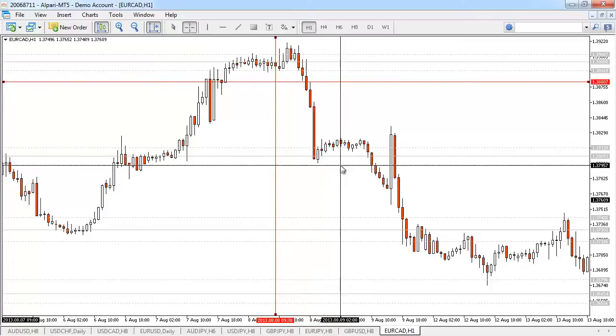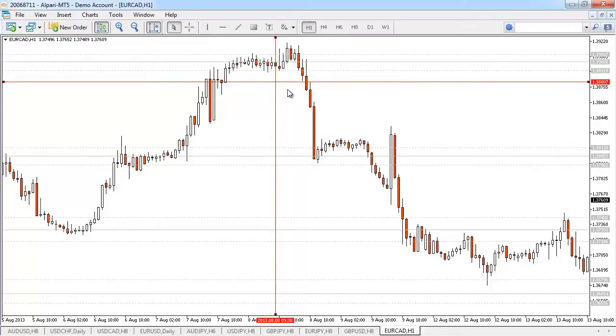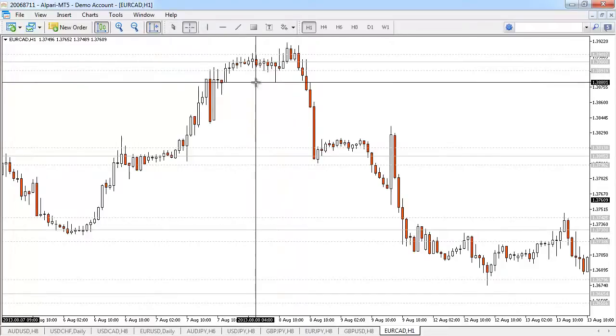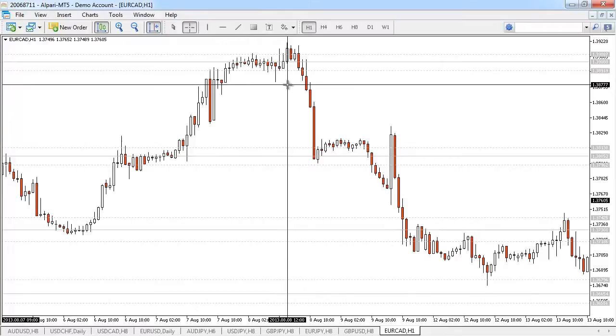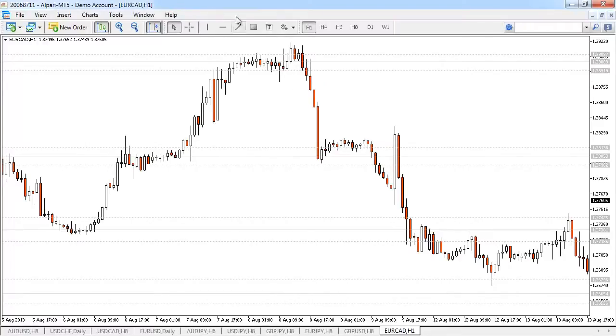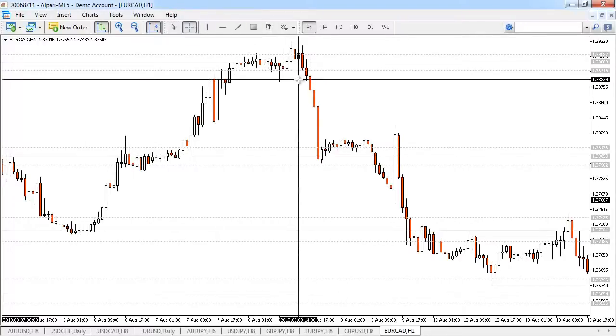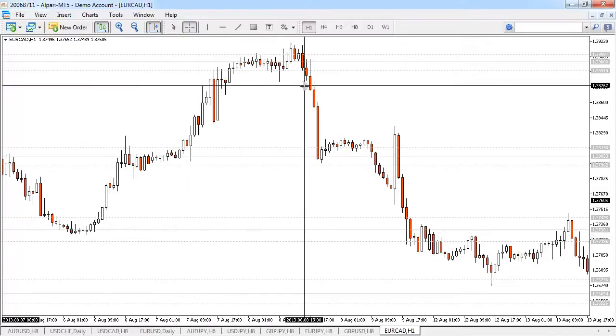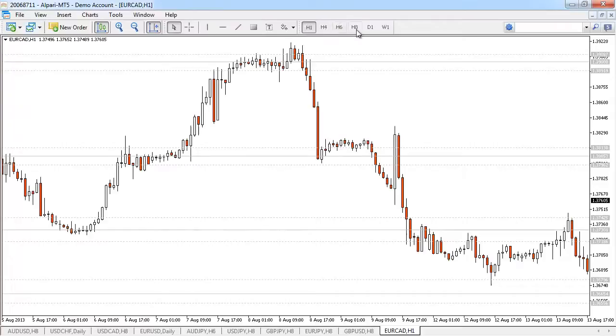This trade was entered around about here. Around about, wait, what was the exact number? I can't remember because it was 2 weeks ago. But let's go back to here.